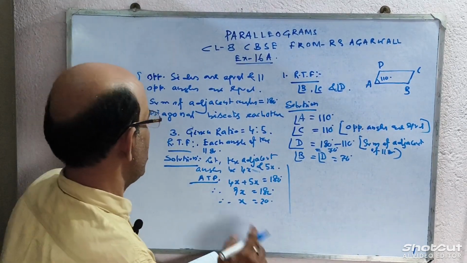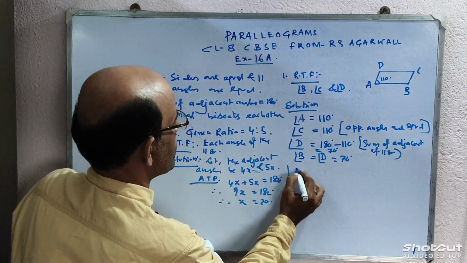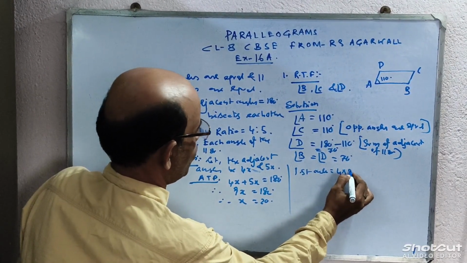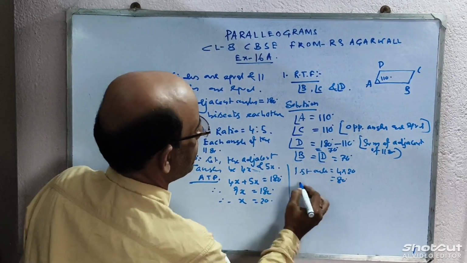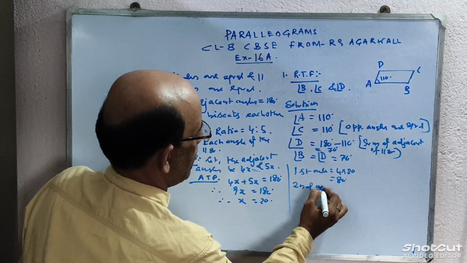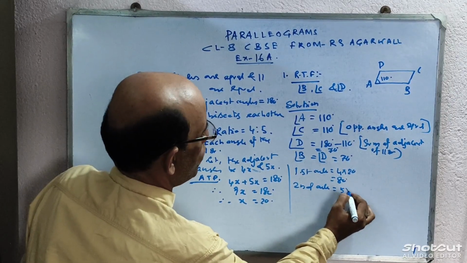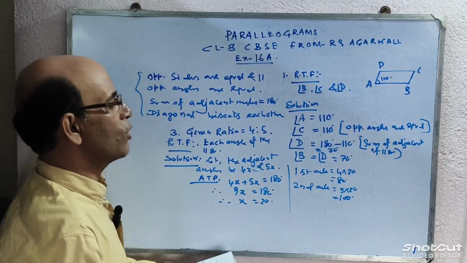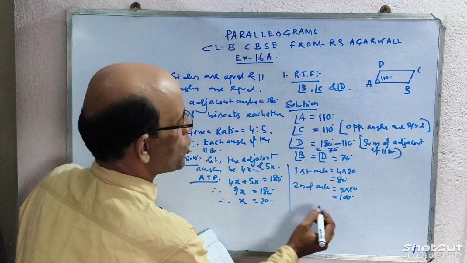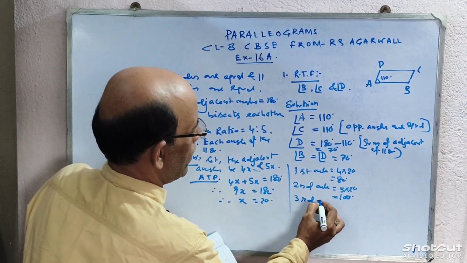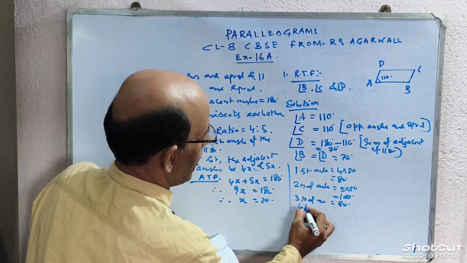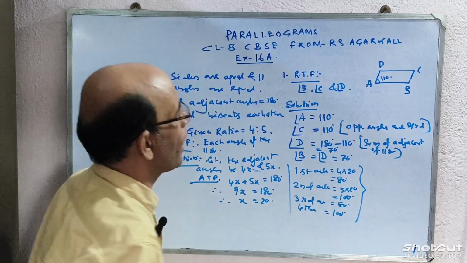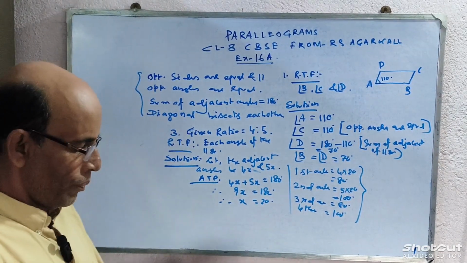Now, you can find the other angles. That means the first angle is 4 into 20, 80 degrees. The second angle is 5 into 20, 100 degrees. Because opposite angles are equal, the third angle is also equal to 80 and the fourth angle is also equal to 100. These are the four angles of the parallelogram.